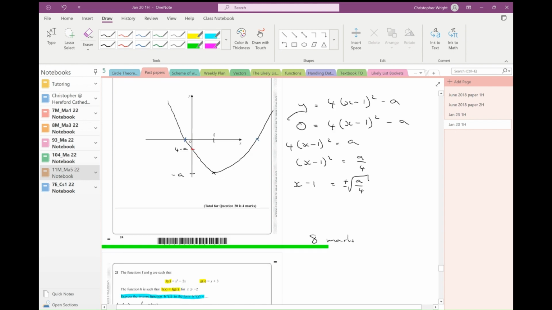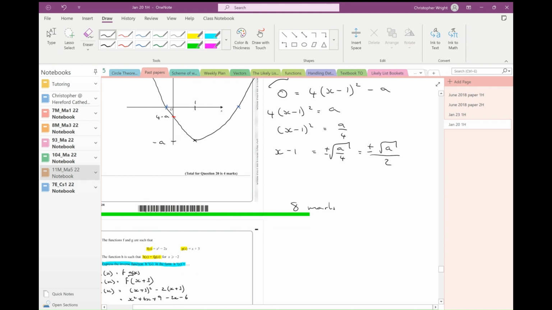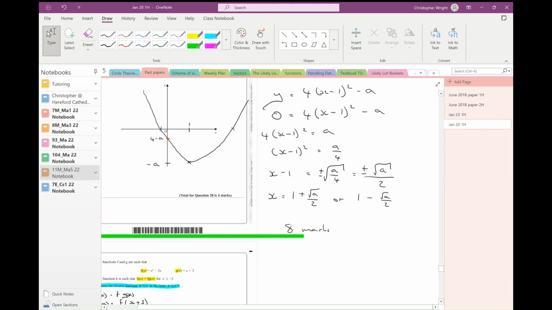Okay. Oh, I can square root the 4, can't I? So actually, that can be simplified to plus or minus the square root of a over 2. And now I can add 1 to both sides to give me x equals 1 plus the square root of a over 2, or 1 minus the square root of a over 2. So those are my 2 options for those x coordinates.